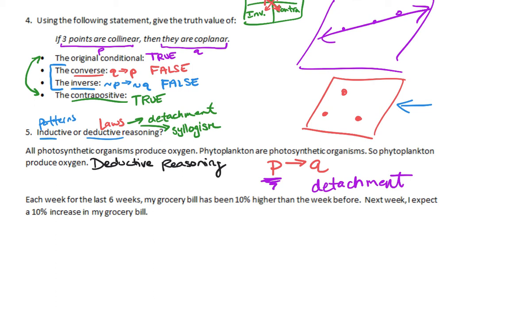Each week for the last 6 weeks, my grocery bill has been 10% higher than the week before. Each week. So this is something that happens repetitively. So then we're making a conclusion based on that observation, that pattern. Okay, we see a pattern. Pattern alert. Pattern alert. So that we know because of that pattern that this must be inductive reasoning.